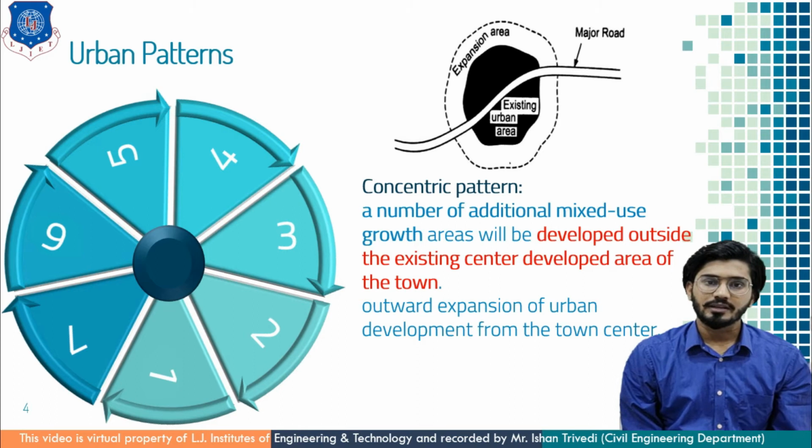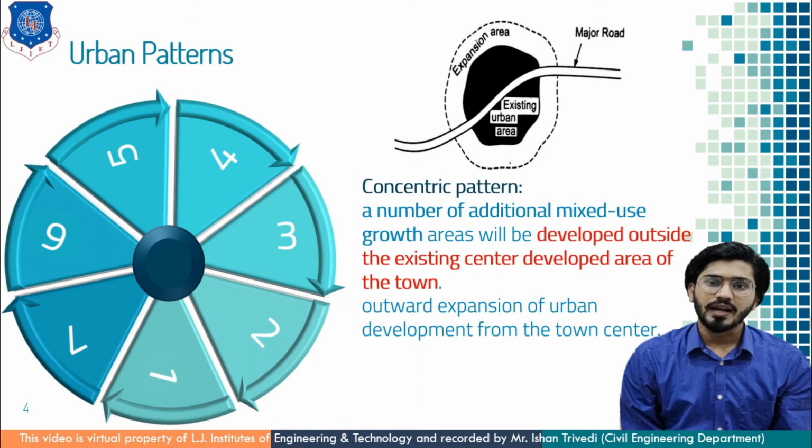Next is the concentric pattern. In this pattern, a number of additional mixed-use growth areas are developed outside the main city, or parent city, and that is called the expansion area. The center portion is called the city heart, or walled city area, like Ahmedabad. When Ahmedabad was established, the city was limited within the wall. As the city has grown in a concentric pattern, from the center outward it has developed in its periphery, and that is the expansion area of a town. The entire development is done on the outward side of the city.